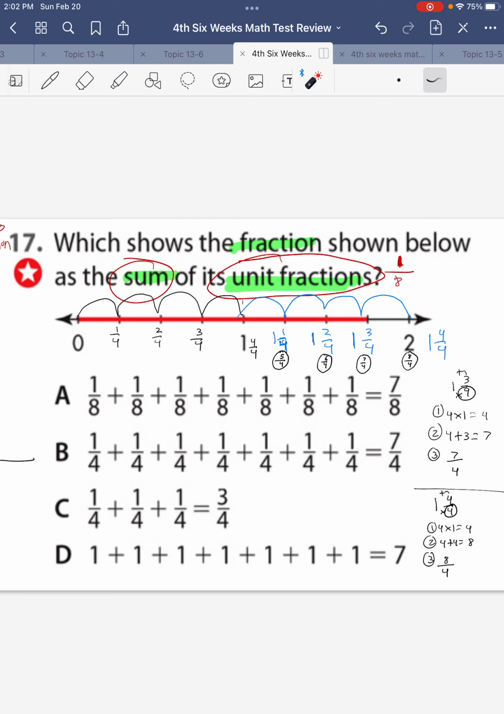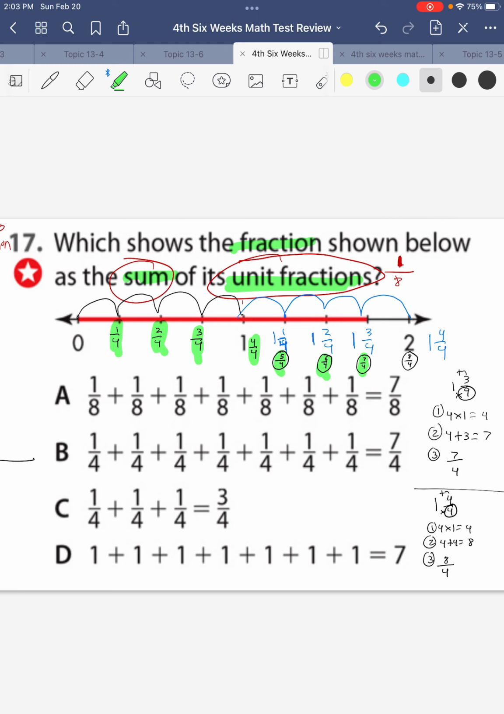Okay, now, really pay attention to our number line. The red line stops here, okay? So I don't even need this fraction, okay? So it stops here. So let me see. I need to count how many 1/4 do I have, okay? I'm going to highlight them. 1, 2, 3, 4, 5, 6, 7, okay? So I know that this has to equal 7 over 4.